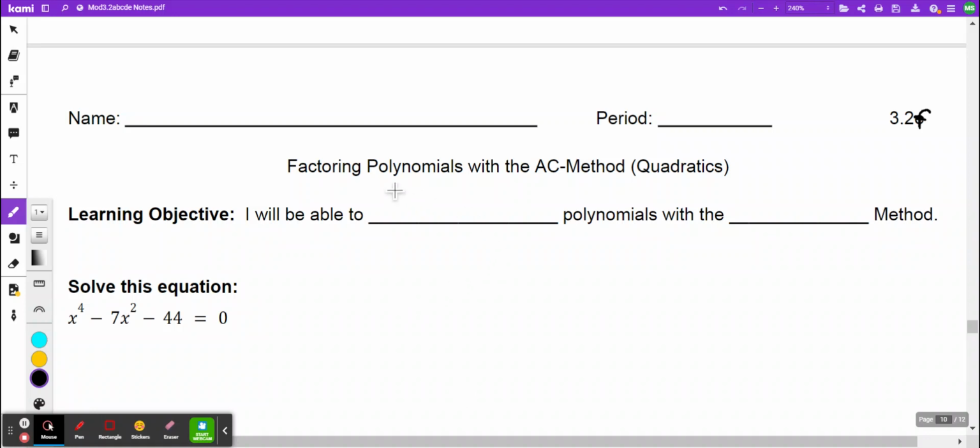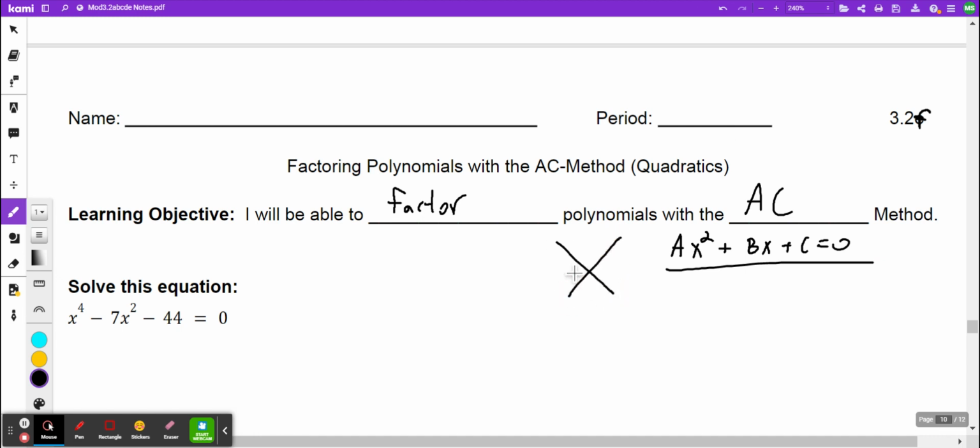Welcome everybody. We're going to be able to factor polynomials, specifically with the AC method. And how can we do that? Because we're going to convert it into a quadratic, ax squared plus bx plus c. We're going to make this, and if we can do this, then we can do the AC. What are we missing? The ACB method.